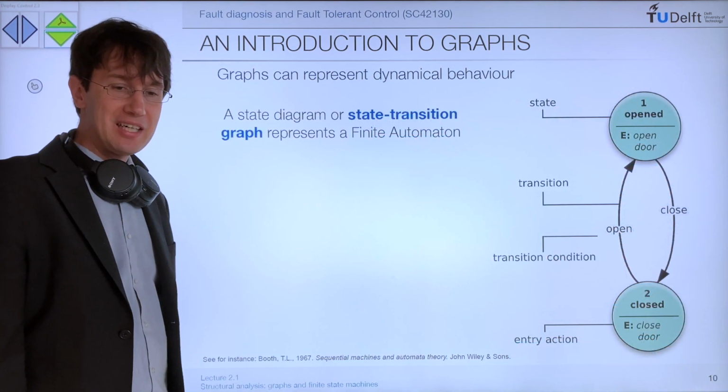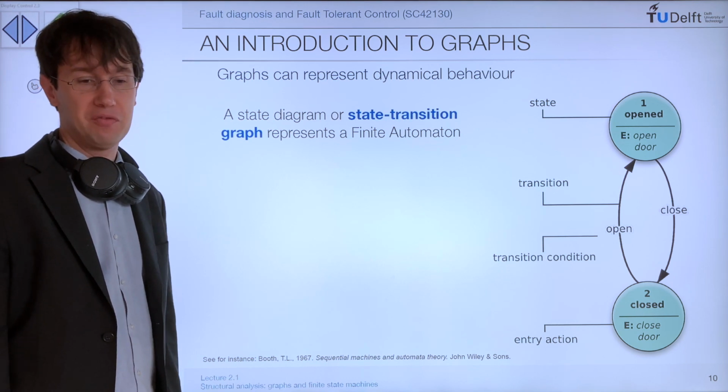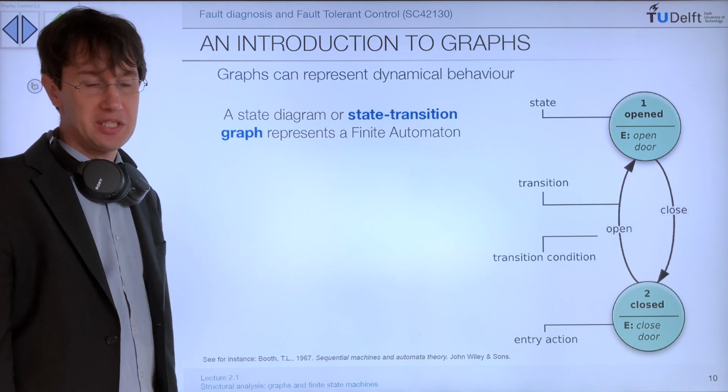There is also another class of graphs that can represent the behavior of dynamical objects. And this is the state transition graph.